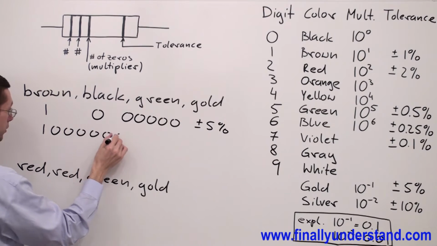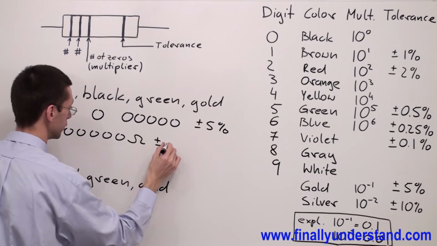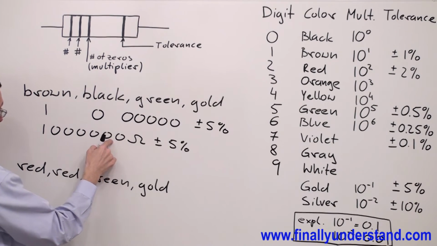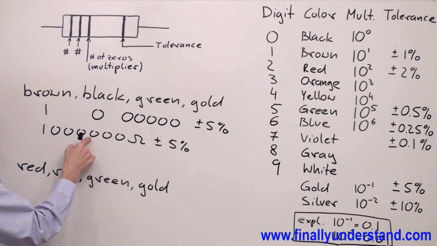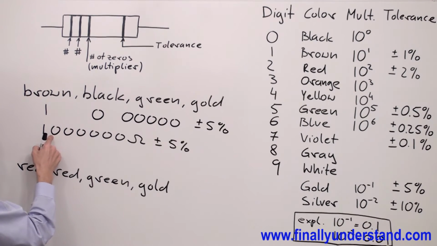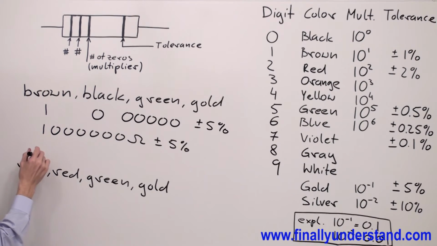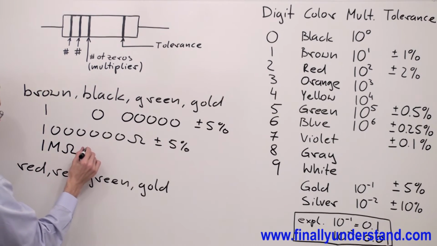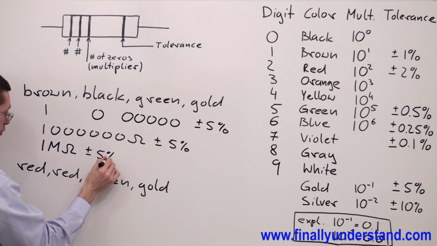I got 1 million ohms plus minus 5%. I have to convert this number to the engineering notation. By moving 3 times my decimal point to the left, I'm going to end up with kilo. But the number on the left side of the decimal point is greater than 999. That's why I have to keep moving and add another 3 places. If you move your decimal point 6 times to the left, you are going to end up with mega ohms. That's why this is equal to 1 mega ohm, and the tolerance is plus minus 5%.